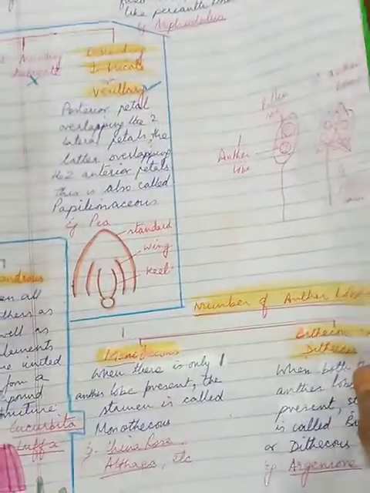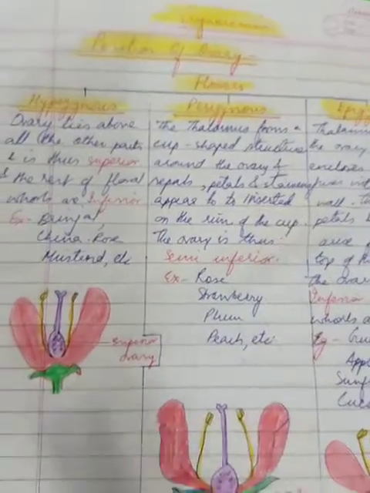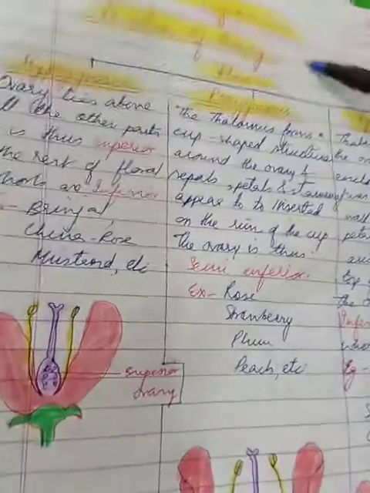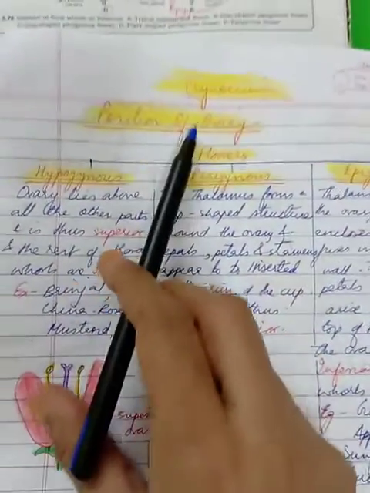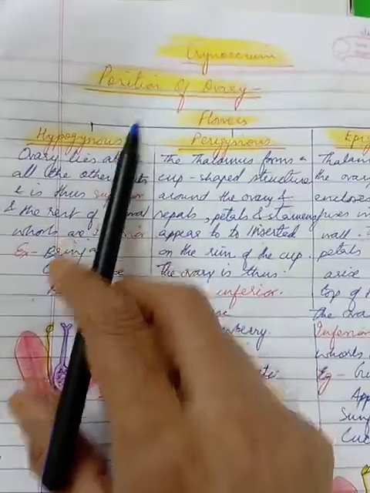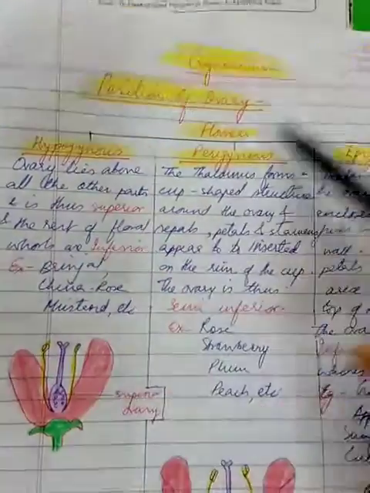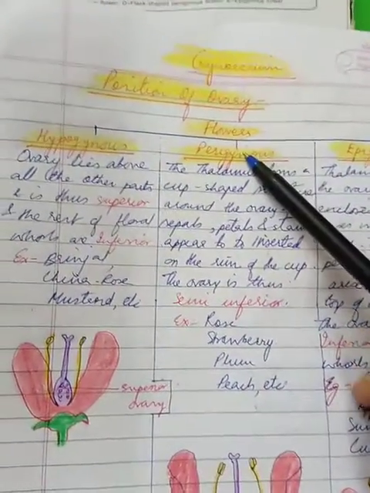Today we will move further with the technical terms in the study of morphology of flower, and we are going to start with the gynoecium. Under gynoecium, there are various topics to be studied. The first is position of ovary.